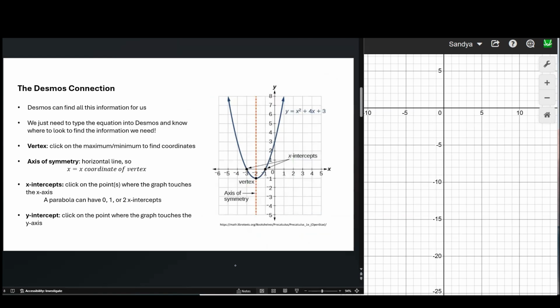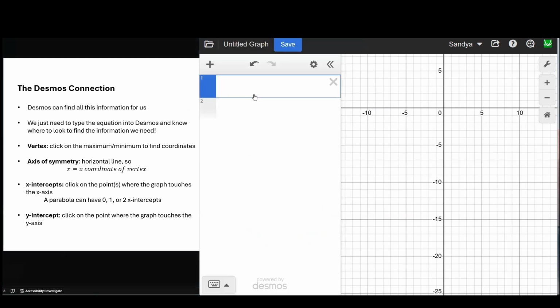So you can actually find all of this information using Desmos. All we need to do is go to Desmos and type our equation and then know where to look to find the information we need. So suppose we're working with the equation y equals x squared plus 4x plus 3. Okay, so I'm going to go over here to Desmos and do y equals x squared plus 4x plus 3.